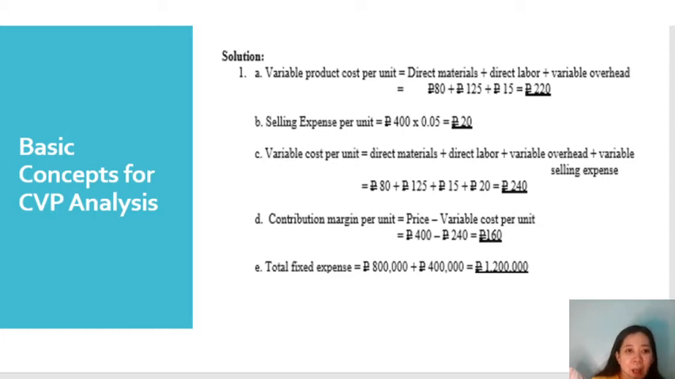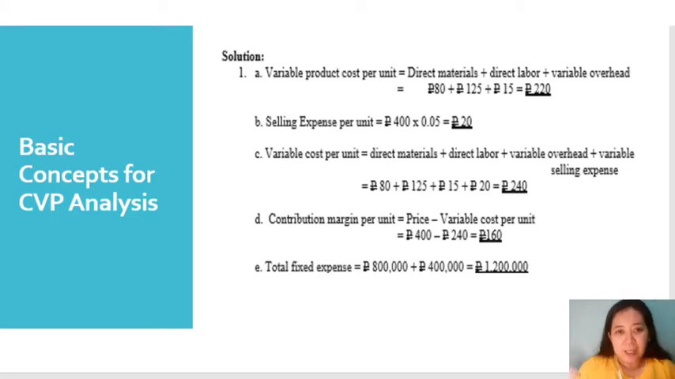So when we say variable cost per unit, here we will include all the variable costs, may it be manufacturing or non-manufacturing variable cost. That is why you can notice that we added to the product cost the selling expense, which is considered to be a non-manufacturing expense. Okay, so what about letter D?